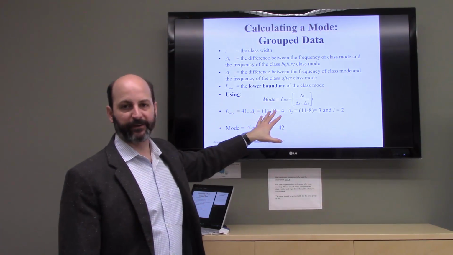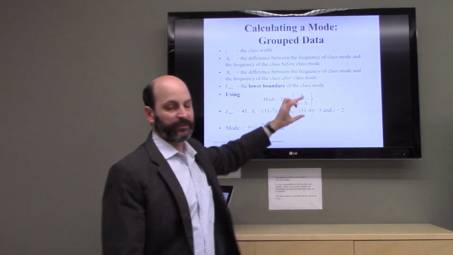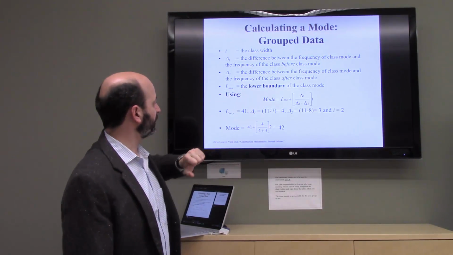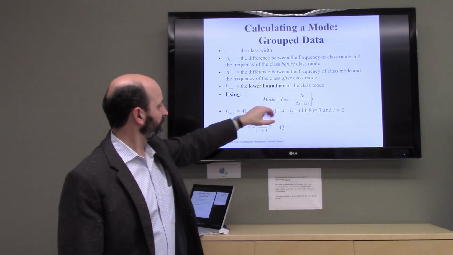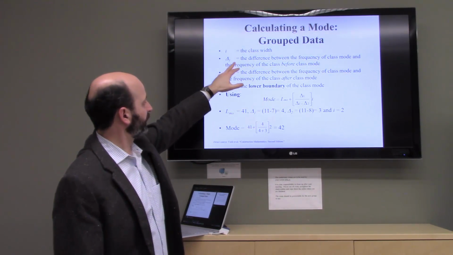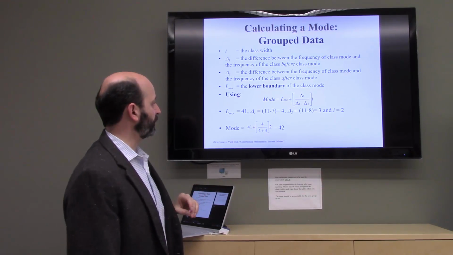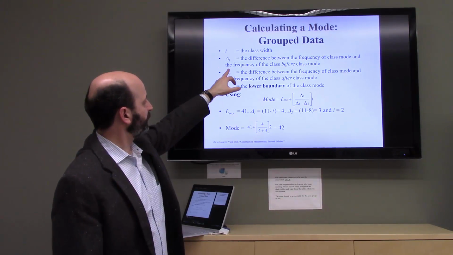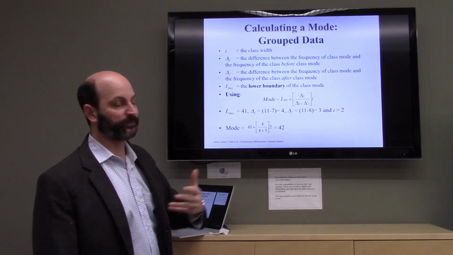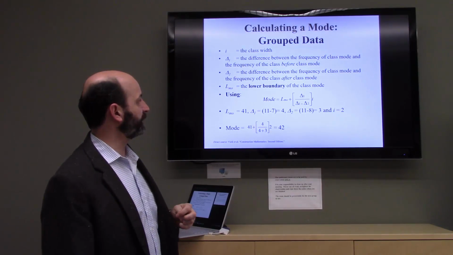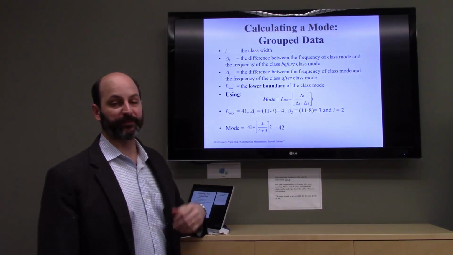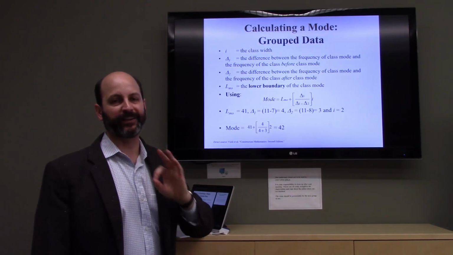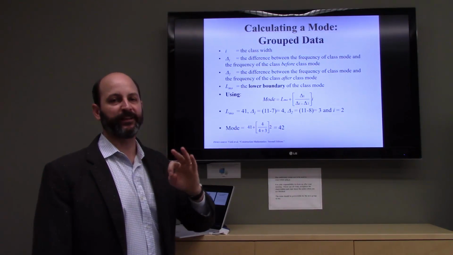Again, we have a calculation with this equation, and we can assign, for example, the lower boundary of the class mode to different parts of this equation. We're using the class width again, which we know is 2. And then we're using the delta. The delta sub 1 is the difference between the frequency of the class mode and the frequency of the class before class mode.